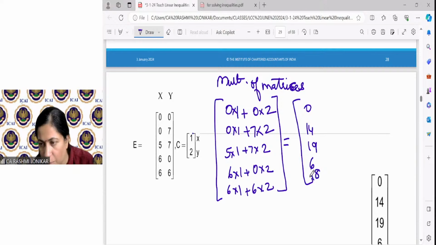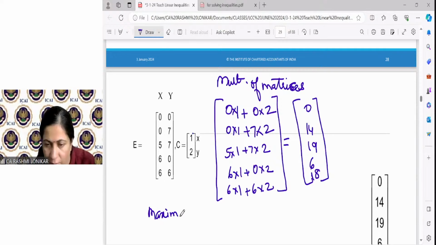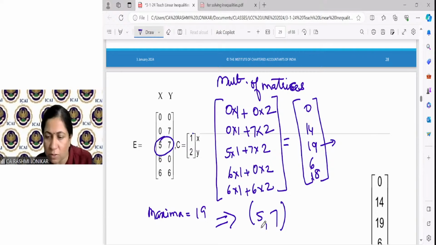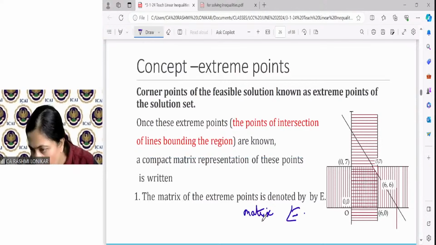What is the maxima you have? 19, and this corresponds to 5 and 7. So the value of x is 5 and the value of y is 7. And where do you see that on the graph? This point. This is the point which is going to give you the maxima.